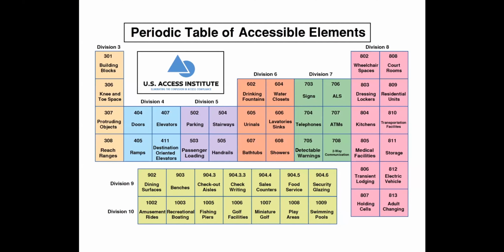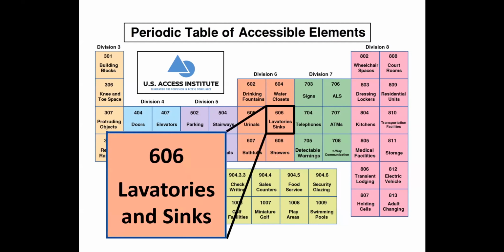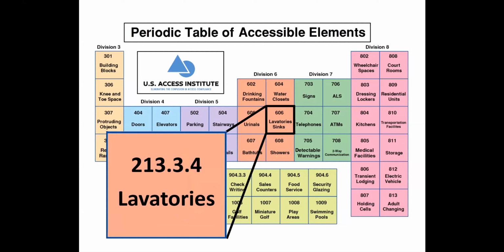Okay, here we go. First, we start with the periodic table of accessible elements. It's not a real table in the access standard sense of things, but hey, we want to make access fun. Next, we look at section 606, and that covers lavatories and sinks. But we really want to start by looking at the scoping requirements for lavatories today. Therefore, we'll go to section 213.3.4, and that does cover the scoping requirements for lavatories only.